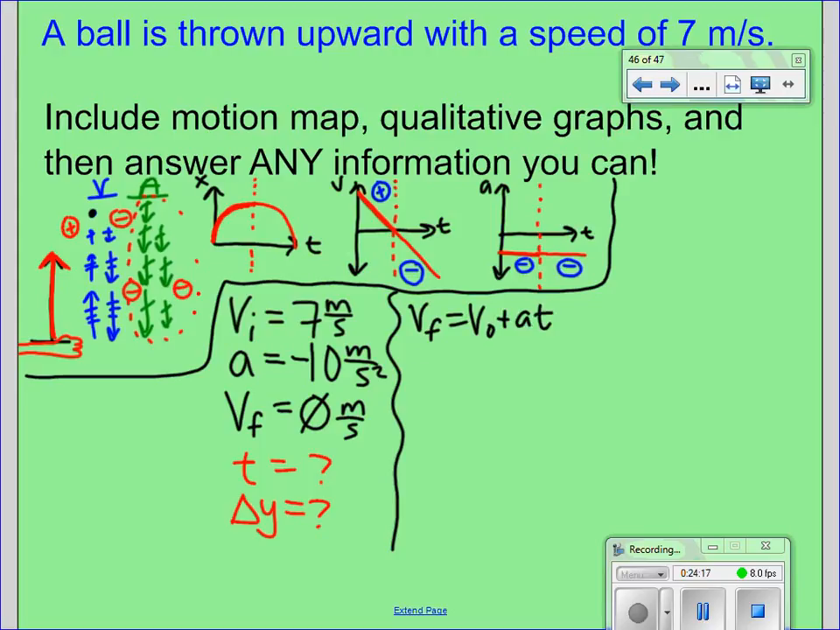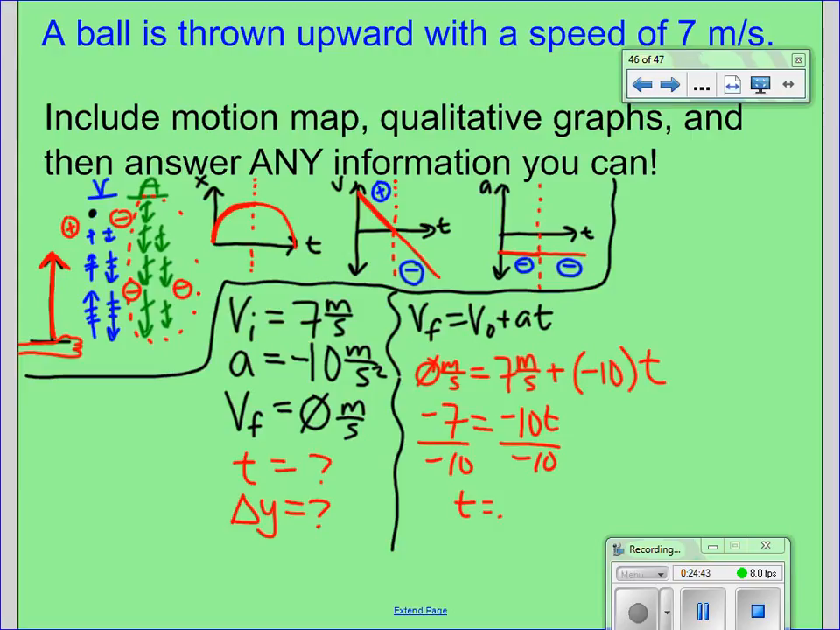My final velocity at the top of the peak is 0. The initial velocity that it was thrown up with is 7 meters per second. Plus, my acceleration is negative 10, and t is what I'm solving for. If I move the 7 onto the other side, I get negative 7 equals negative 10 t. And dividing both sides by negative 10 gives me a time of 0.7 seconds.